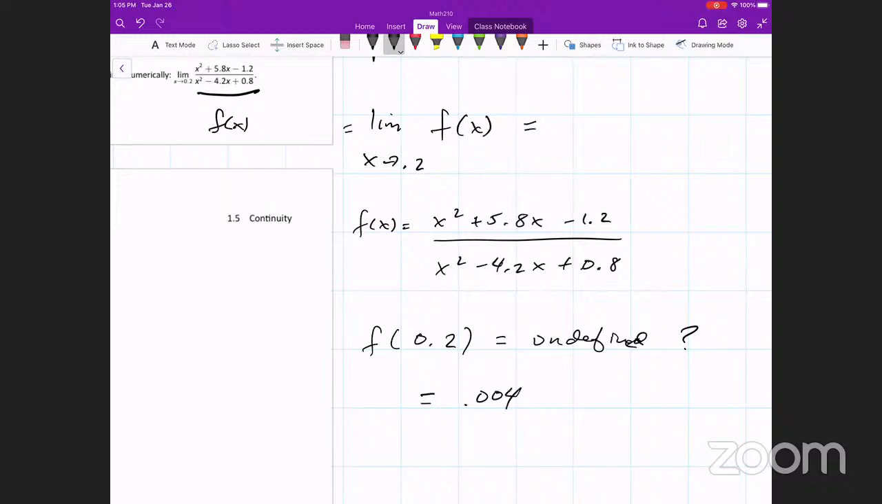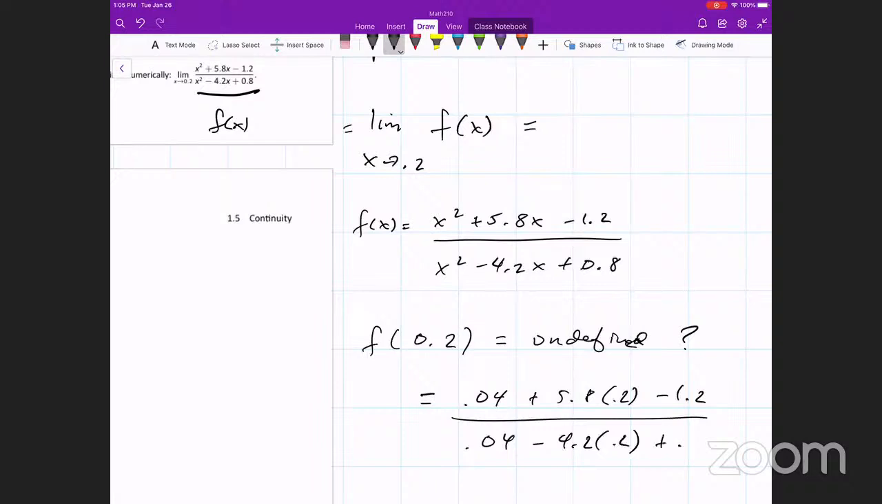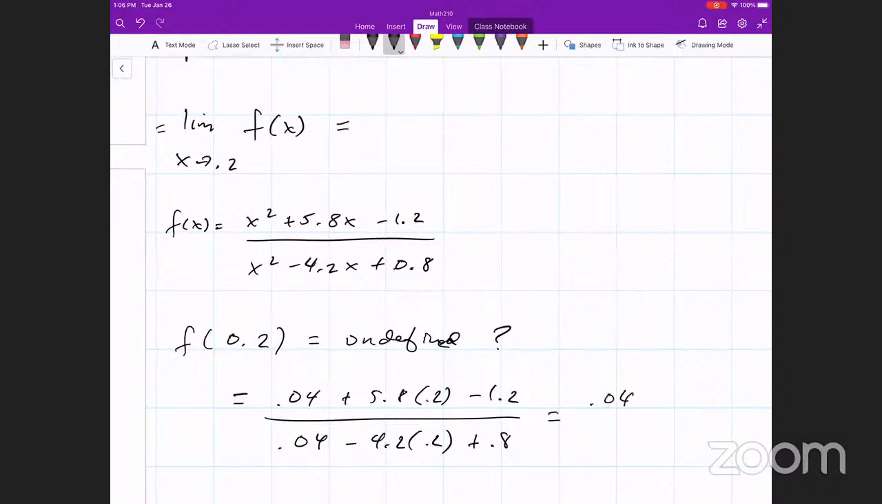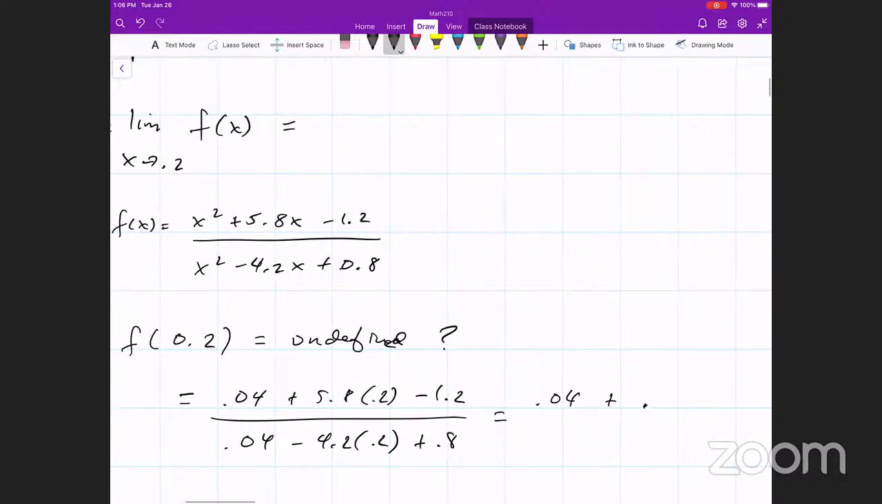No, wait, let's see, I'm sorry. It's been a while since I've had to do arithmetic in my head. So it's 0.04 plus 5.8 times 0.2 minus 1.2, all divided by 0.04 minus 4.2 times 0.2 plus 0.8. And so we do that arithmetic, right? And so I have to do 0.04, I have to do plus 0.1.